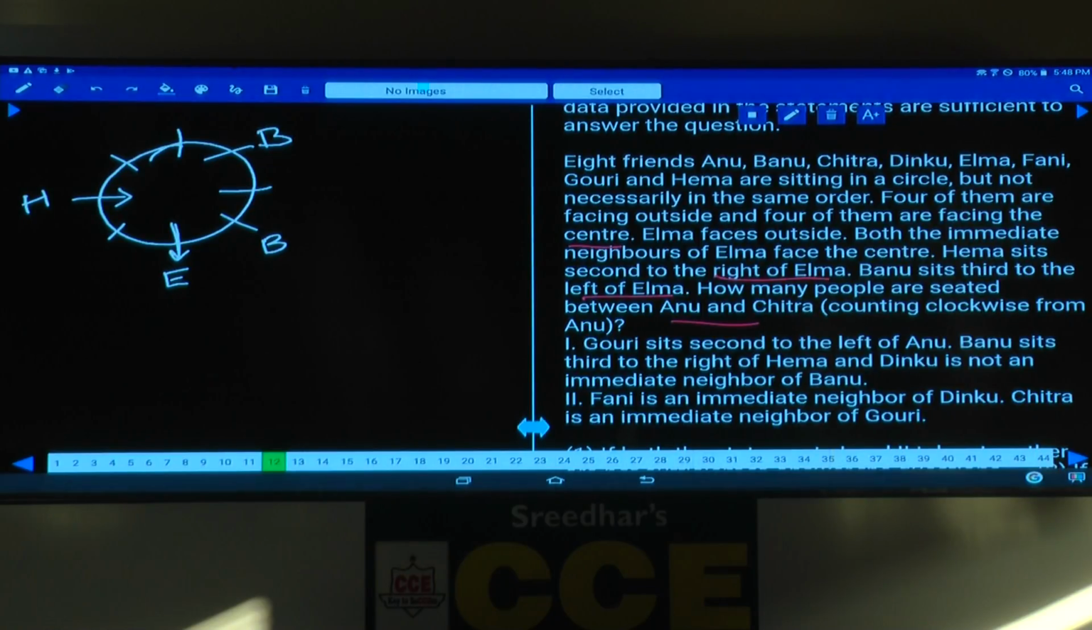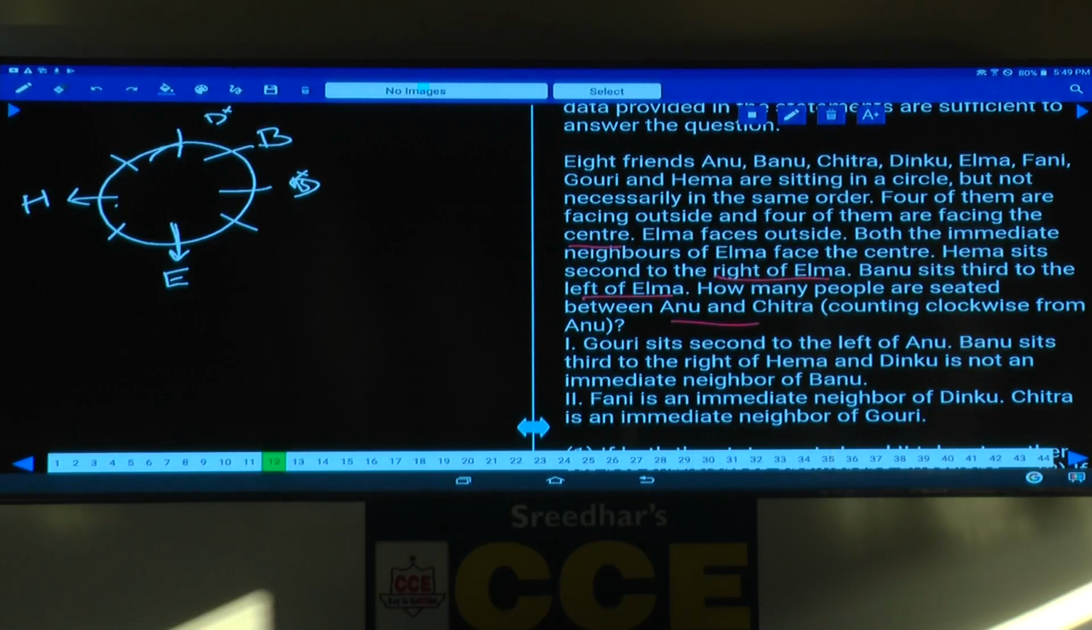And D is not an immediate neighbor of B. B sits third to the right of H, as B is already here, this B must be away from the center. As D is not an immediate neighbor of B, D cannot be in these two places. Then what is left over here?